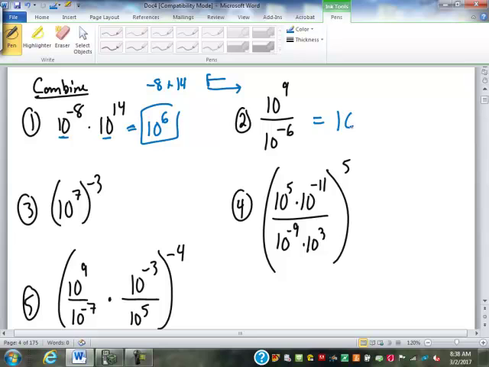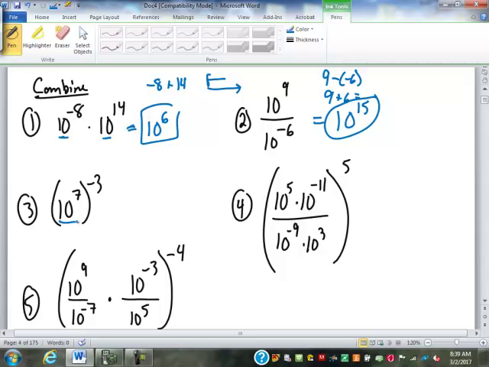When we are dividing exponents with the same base, what do we do with the powers? Subtract. So this is 9 minus a negative 6, which becomes 9 plus a positive 6, or 10 to the 15th.